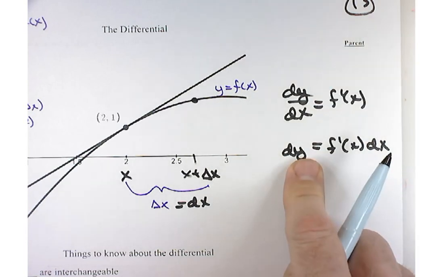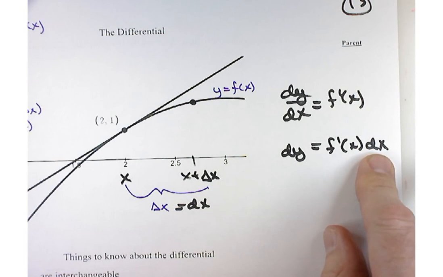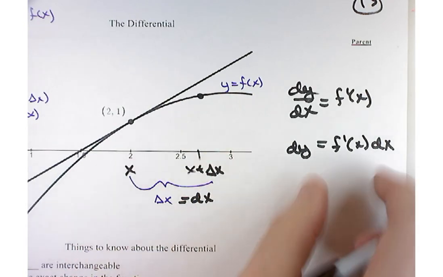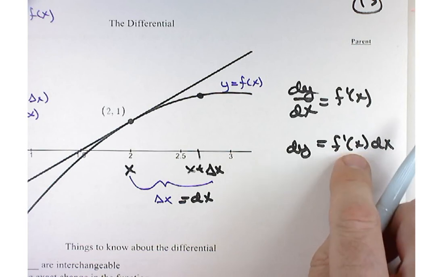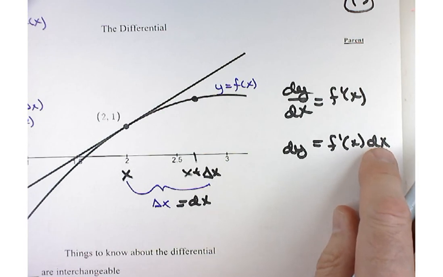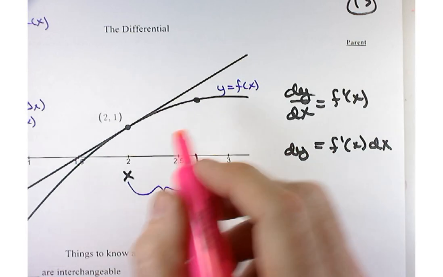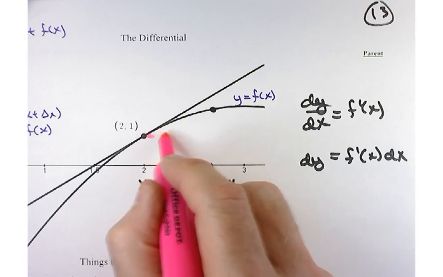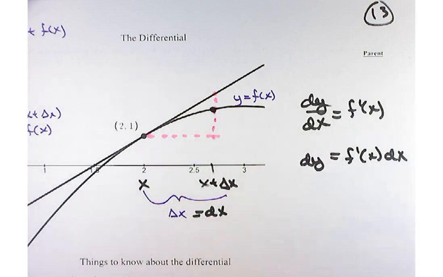The differential of a function is going to be dy equals f prime of x times dx. Now what's that going to turn out to be? Well, this is going to be the change in the tangent line, or the slope of the tangent line times its change. And so what it turns out to be is that dy is not the change in the function, which is what delta y is. Dy is the change in the tangent line.